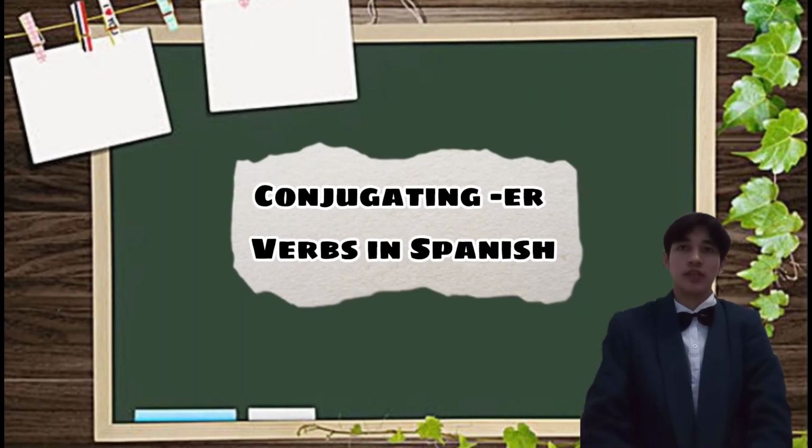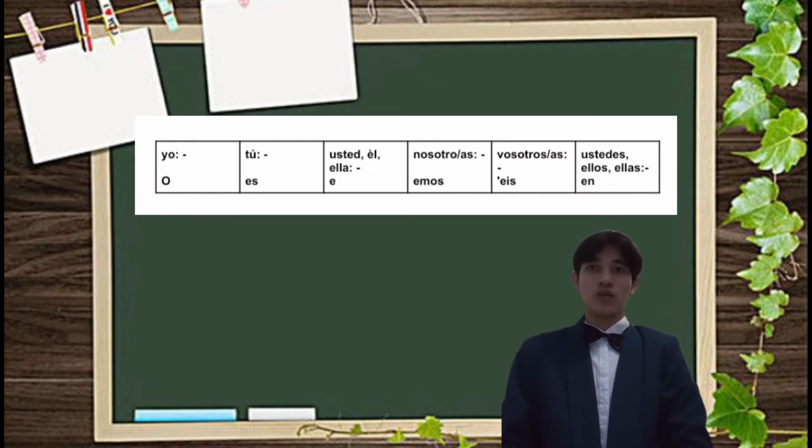Conjugating ER verbs in Spanish. Once you choose the correct subject, you can match it to the correct ending of the ER verb. We take off the ER and replace it with the right ending for the subject of the sentence. Yo, o; tú, es; usted, él, ella, e; nosotros, nosotras, emos; vosotros, vosotras, éis; ellos, ustedes, ellas, en.